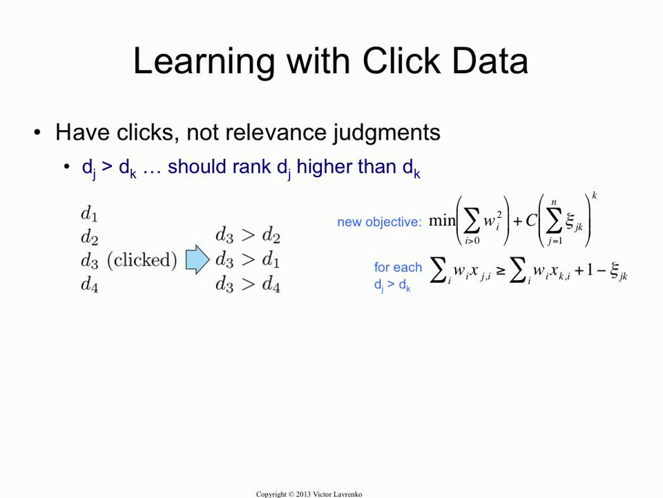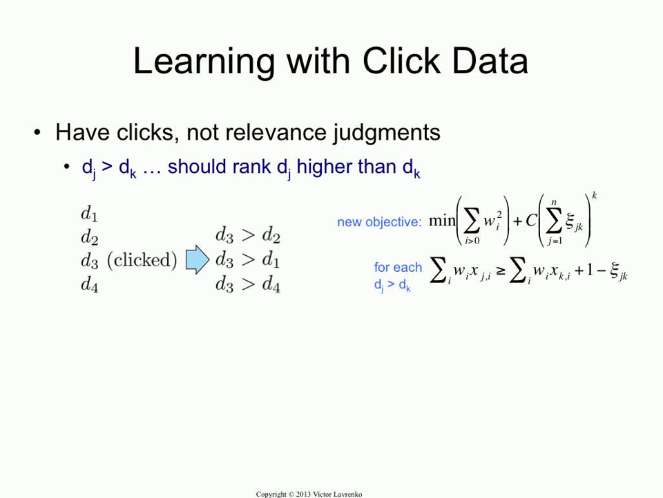For each one of those pairs that you generated, you know what the user wanted. You know that the user clicked on D3. This means that the user wanted D3 to be above D1. And the user also wanted D3 to be above D2. So take those and create constraints, SVM constraints, out of these preferences. For each pair of documents where DJ was preferred to DK, I'm going to have the following constraint.